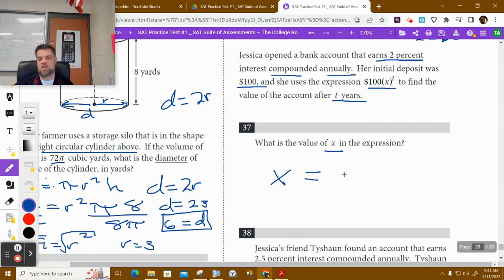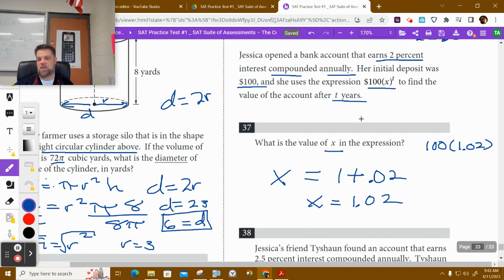Well, remember, I'm going to have her initial amount plus an additional amount. In other words, it's got to be 1 plus 0.02. So then x has to equal 1.02, because we want it to look like this: $100 times 1.02, right?